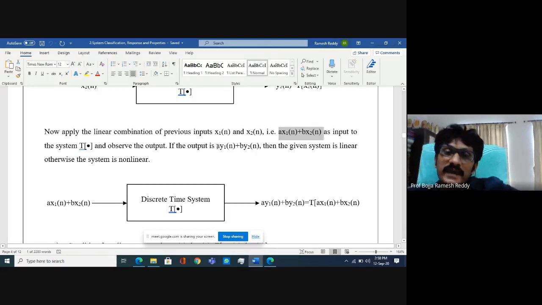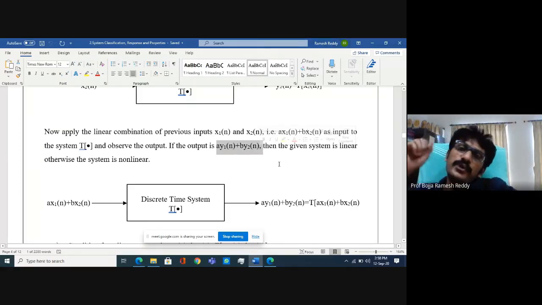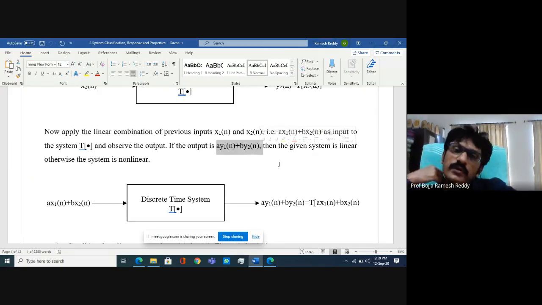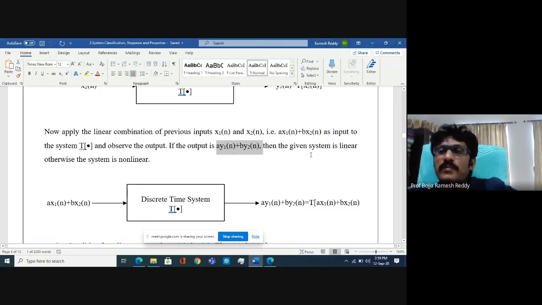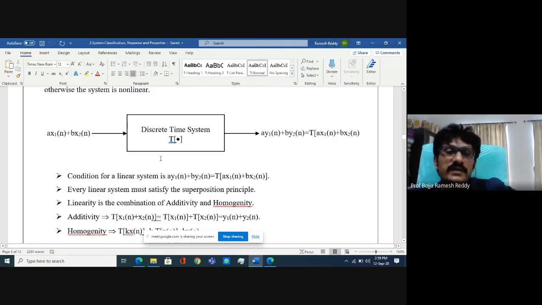If the output is exactly equal to a into y1 of n plus b into y2 of n, for the input a into x1 of n plus b into x2 of n, then blindly you can say that the system is linear. If the output is different from this linear combination of previous outputs, then you can say that the system is non-linear. Always we have to design a linear system.